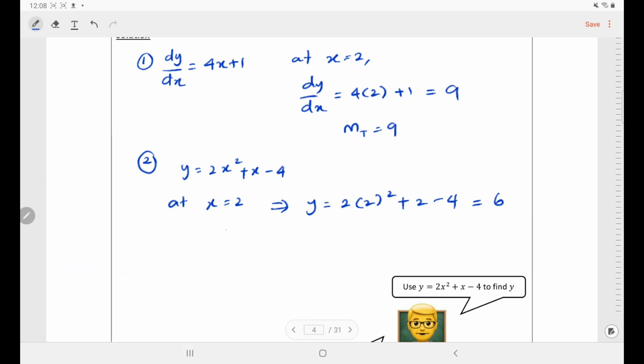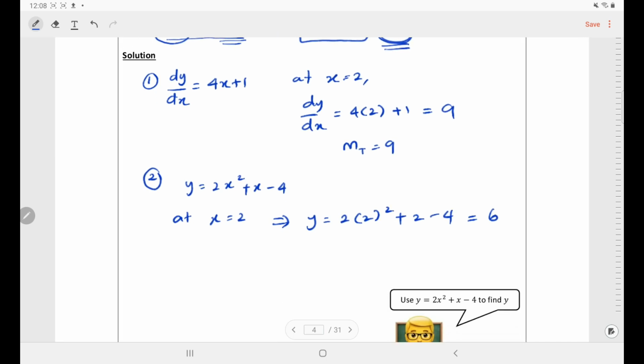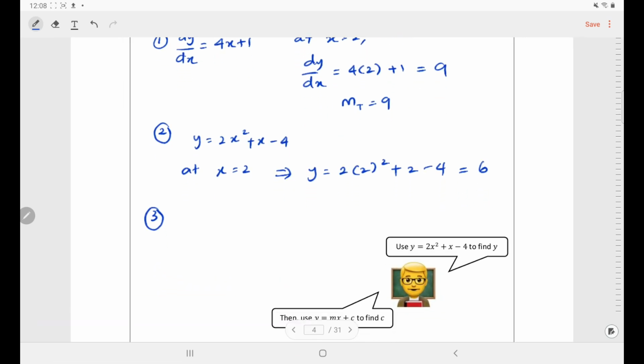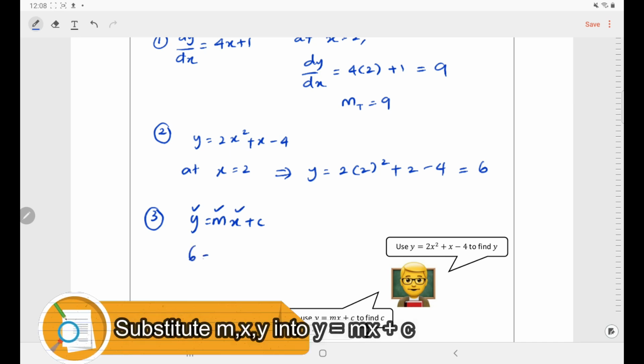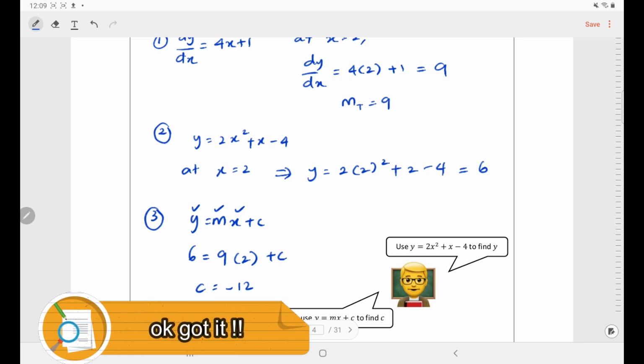Okay, so now kita tengok balik persamaan kita. Kita dah ada y, kita dah ada m, dah ada x. C sahaja yang belum dapat. Jadi the third step, kita akan cari C. Okay, nak cari C, how can we find C? From this equation, okay, dah ada y, dah ada m, dah ada x kan. Jadi kita gantikan semua yang kita dah jumpa. So 6 sama dengan 9 kali x kita 2 tambah C. So we have to rearrange to get the value of C, which is in our case is negative 12. So that's the answer, negative 12.